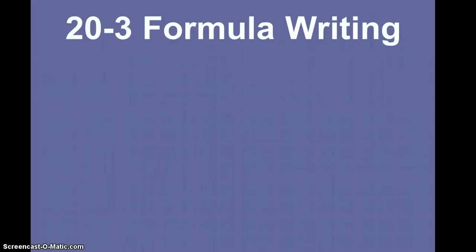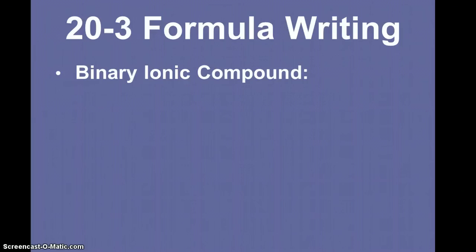We are going to start section 3 right now. It's all formula writing, okay? What we're going to start with are binary ionic compounds. Now, don't forget, binary means two elements only, just like it says right there. Also, a reminder, make sure you have your periodic chart out in front of you at all times during this video.